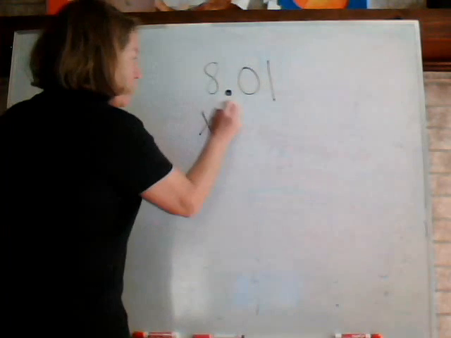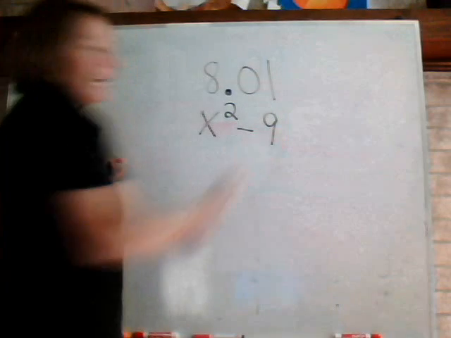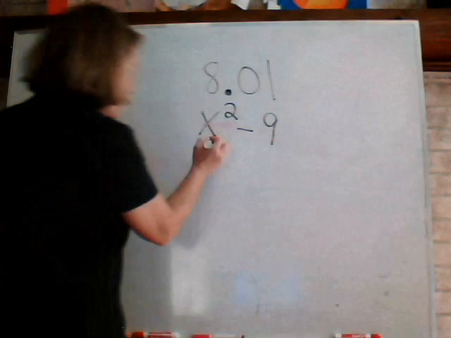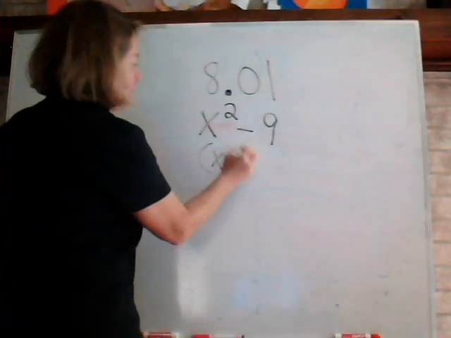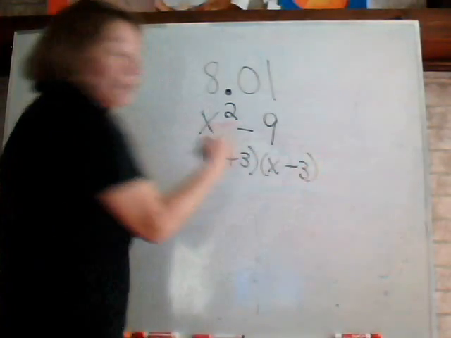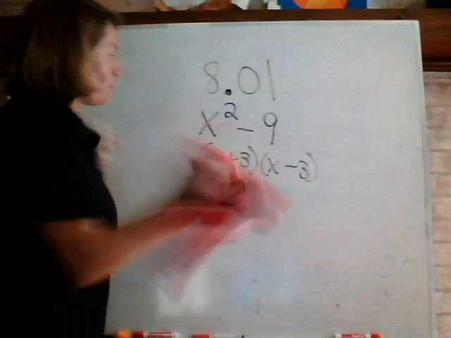Okay, x squared minus 9. How does that factor? Pause, factor it. Okay, the answer is (x plus 3)(x minus 3). The difference of two squares. So that's factoring difference of two squares.